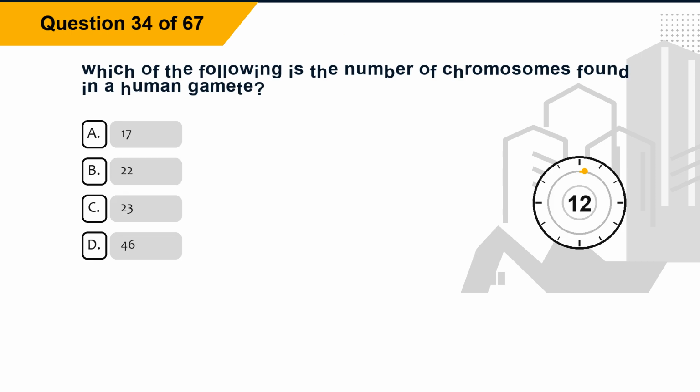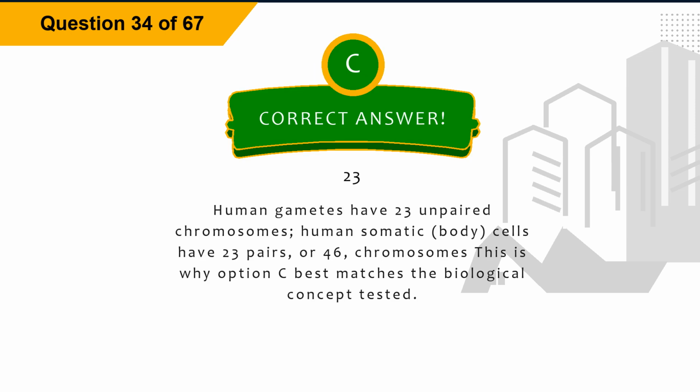Question 34. Which of the following is the number of chromosomes found in a human gamete? Option A, 17. Option B, 22. Option C, 23. Option D, 46. The correct answer is option C, 23. Explanation. Human gametes have 23 unpaired chromosomes. Human somatic body cells have 23 pairs, or 46, chromosomes. This is why option C best matches the biological concept tested.